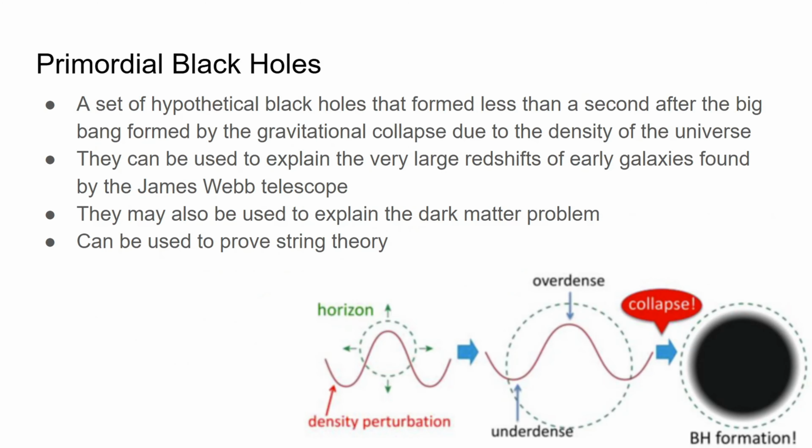So primordial black holes are a set of hypothetical black holes, as Andre pointed out, that formed less than a second after the Big Bang by gravitational collapse due to the density of the universe. Right after the Big Bang, the universe was so hot and compact that it had immense amounts of density. They can be used to explain very large redshifts of early galaxies found by the James Webb Telescope. They can also be used to explain the dark matter problems and string theories that we currently have in science that are not yet proven.